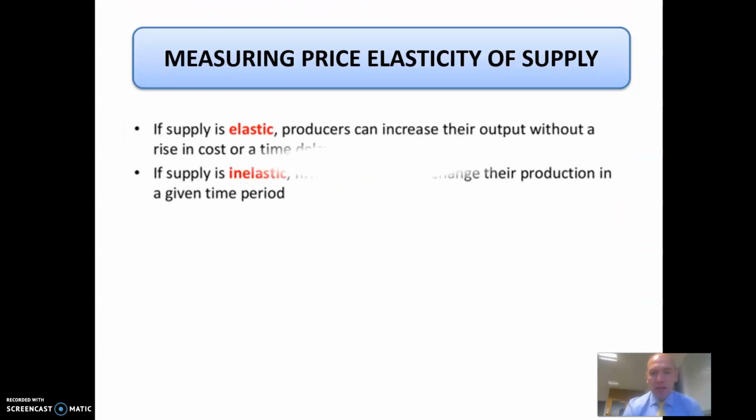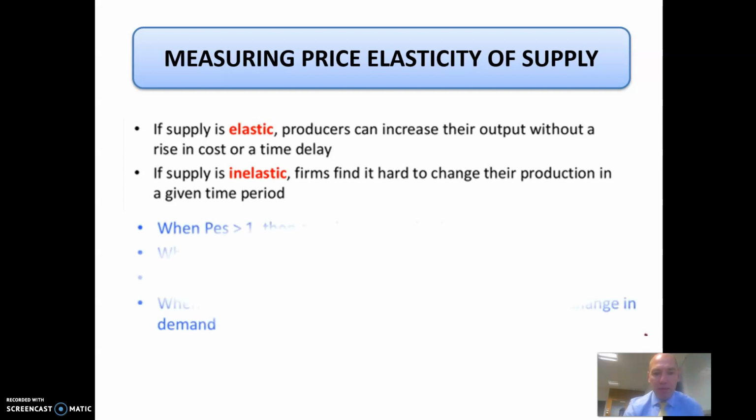In terms of measuring price elasticity of supply, if it is elastic, i.e. greater than 1, and we'll come to that in a moment, producers can increase their output without a rise in cost or a time delay. Okay, they are responsive. They find it easier to increase output when there's a change in price. However, if supply is inelastic, firms find it more difficult to change their production within a given time period. They are less responsive to a change in price, and we need to find out why that may be.